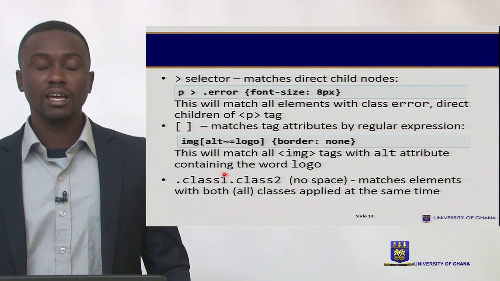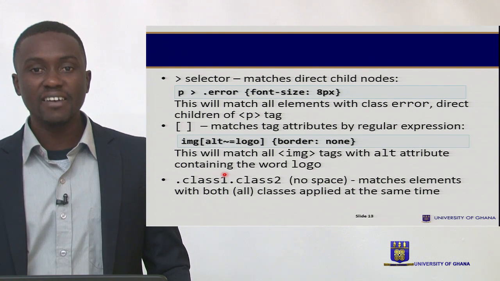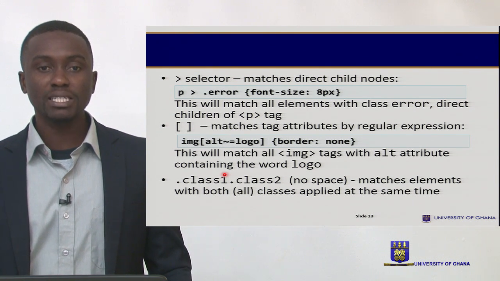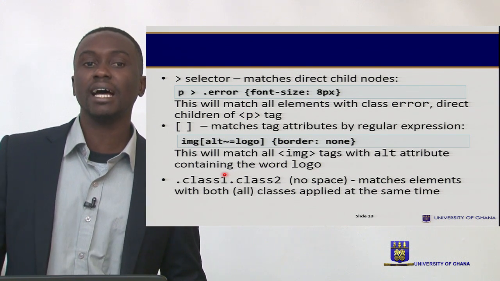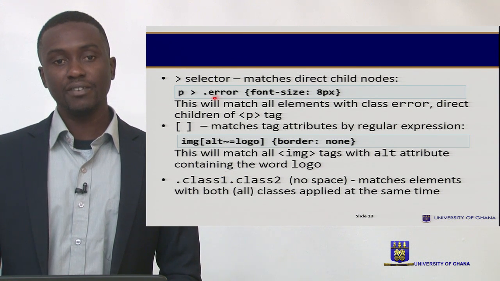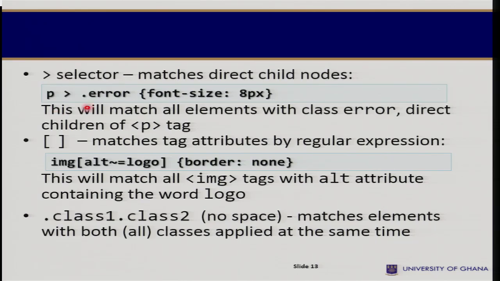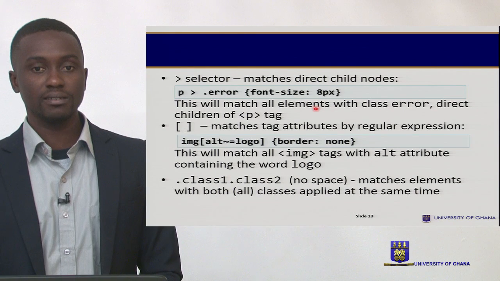Then we have the greater than selector property, which matches direct child nodes. So if you have a particular element being a child of another, you can use that to specify what the declaration should affect. So P greater than .error. .error is the class, and P is the tag for paragraph. So in a paragraph tag, any element with class error should be affected by font size 8 pixels.